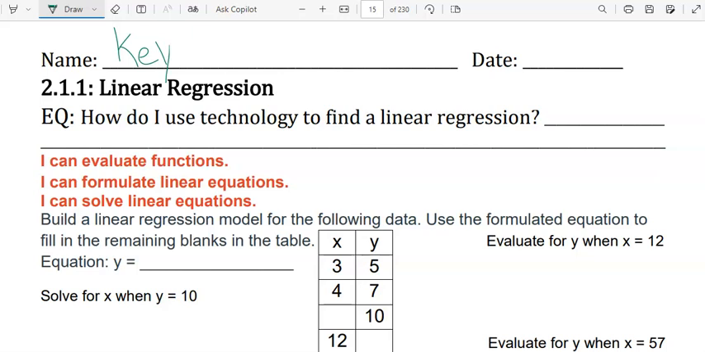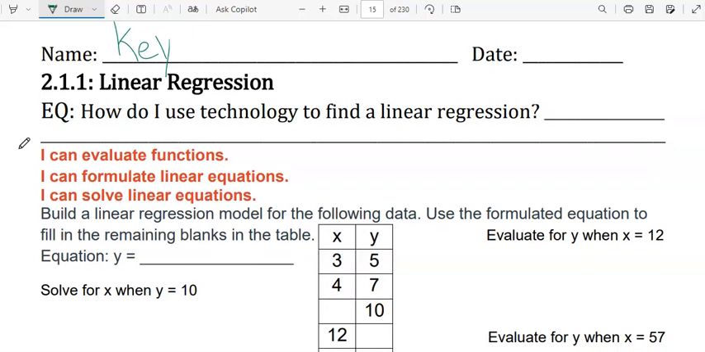2.1.1 Linear Regression. Essential question: How do I use technology to find a linear regression? Skills: I can evaluate functions, I can formulate linear equations, and I can solve linear equations.